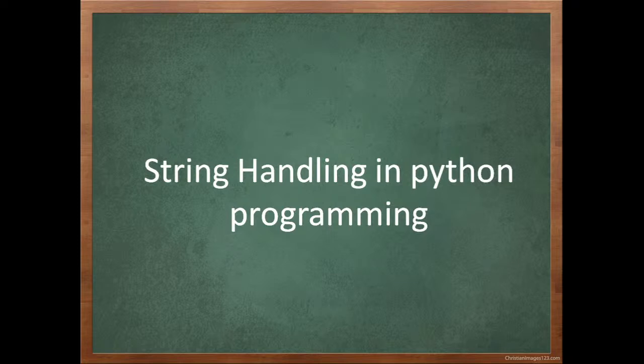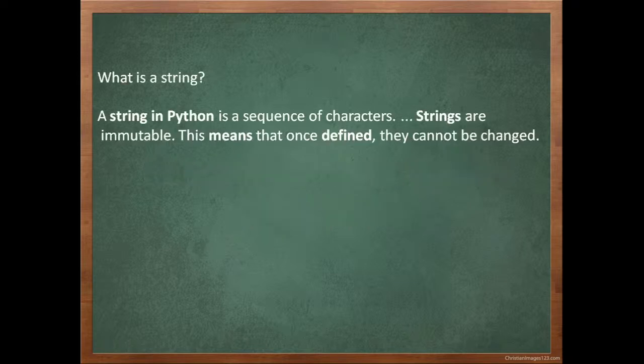Let's see the definition of a string. A string in Python is a sequence of characters. Strings are immutable. What is immutable? As I said, a string in Python is a sequence of characters. A character is simply a symbol. For example, the English language has 26 characters. All of those come under strings in Python.